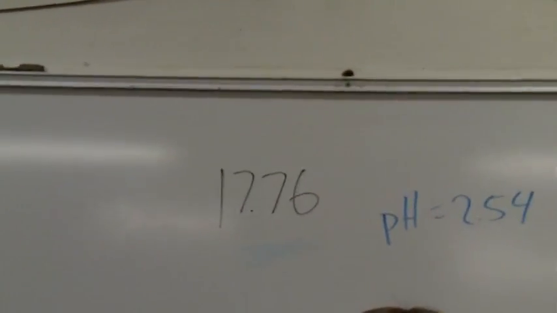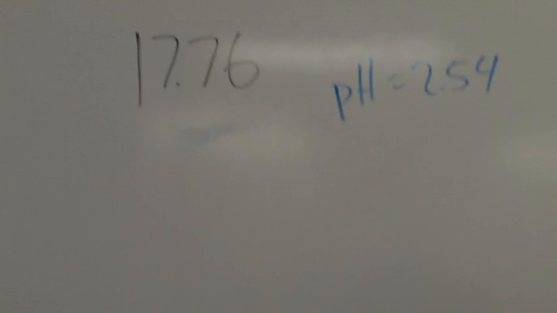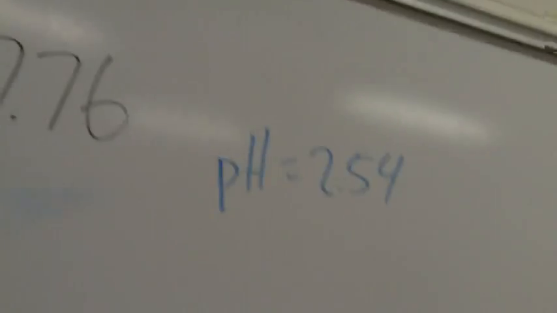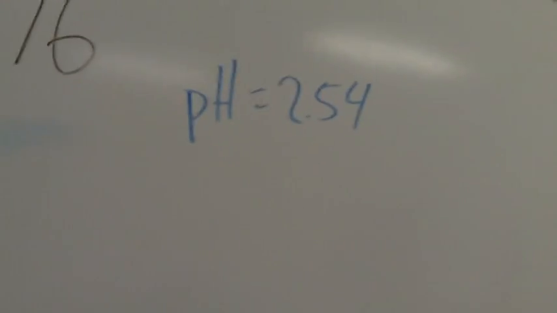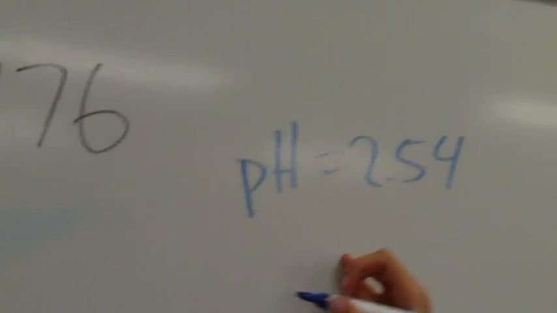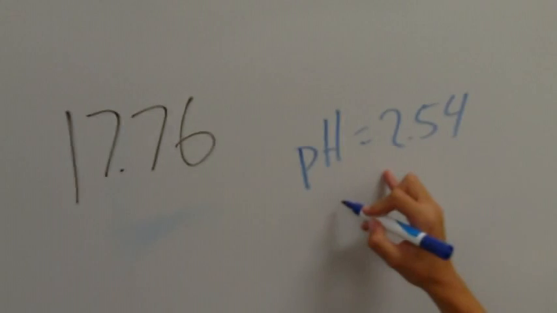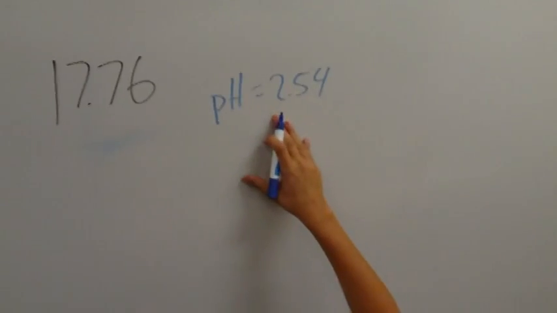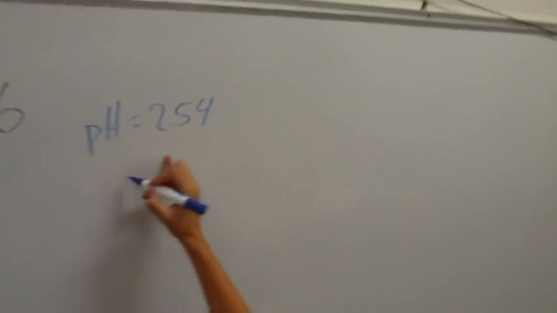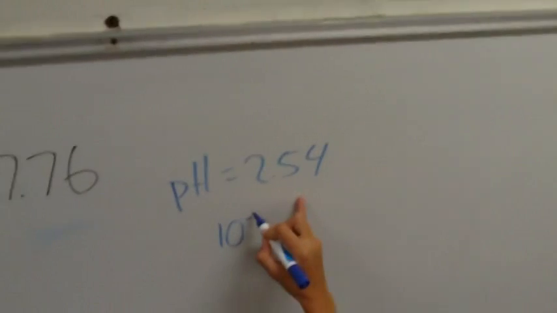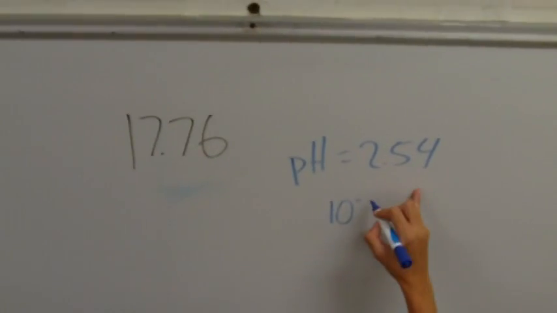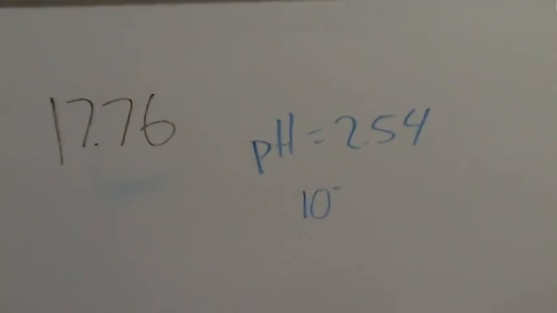Basically, the pH of 2.54 tells us our concentration of H ions, because if we take 10 to the negative of the pH, that gives us our H concentration.